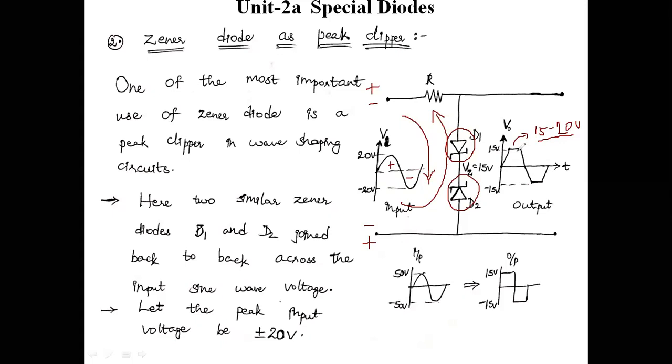By properly maintaining the voltage of the Zener diode, and if the input voltage level is increased, I will get a complete square waveform. Like that, I am going to obtain a complete square waveform. This is the basic concept, and we will see this description.